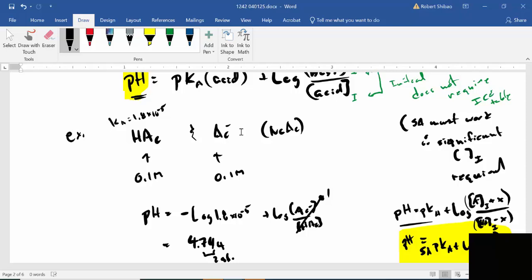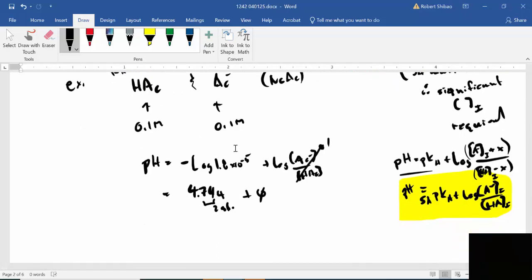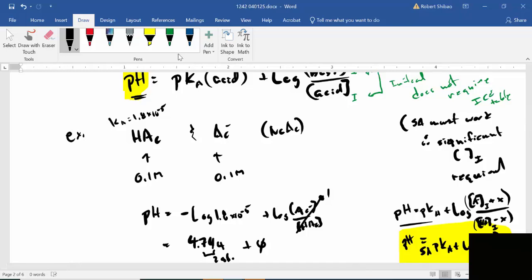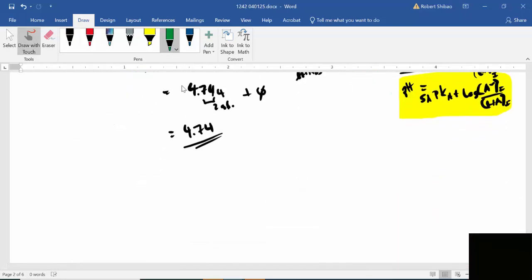Now the log base 10 of 1 is 0. So this is plus 0. And the pH is 4.74. I'll just drop the 4, have 2 sig figs there. All right, that's using the Henderson-Hasselbalch. And you can see that that was not that hard. Versus if we didn't use the Henderson-Hasselbalch. Okay, so let's not use the Henderson-Hasselbalch in this case. Versus the normal ICE method.